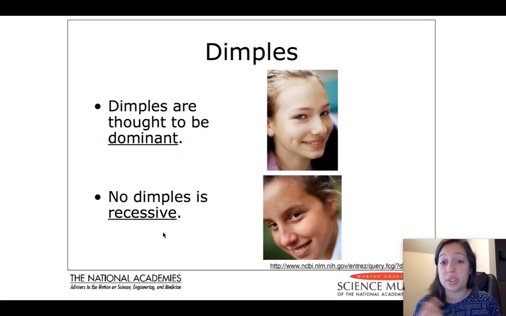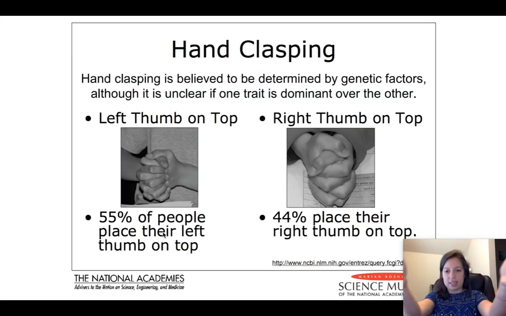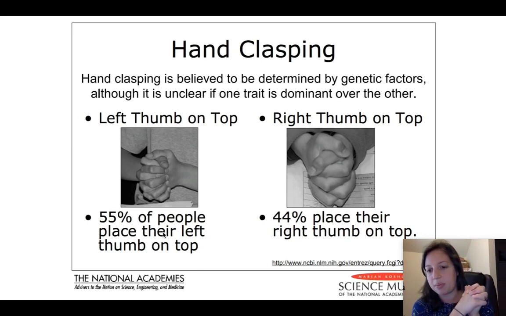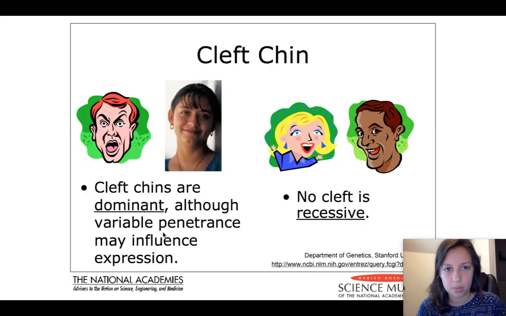Next is dimples. When you smile, you have dimples, or you don't. Next, take your hands like this, clasp them together. My left thumb is on top. Your right thumb might have been on top, but whichever one happens first for you, the other one's going to feel very unnatural. Next, cleft chin. I don't have a cleft chin, so my chin is smooth. People with cleft chin have a little dimple right in the center of their chin, like you can see in the examples.